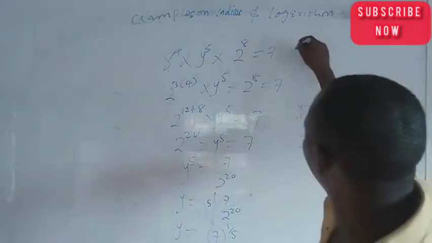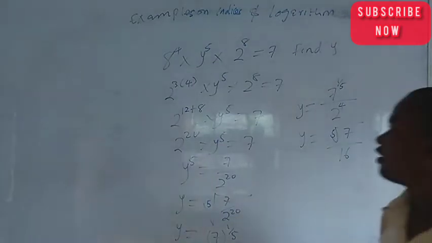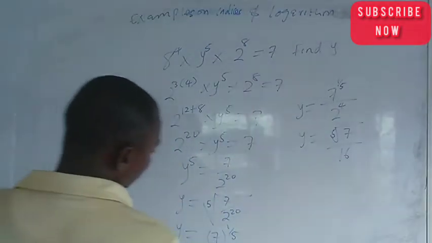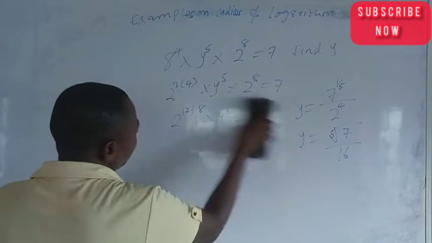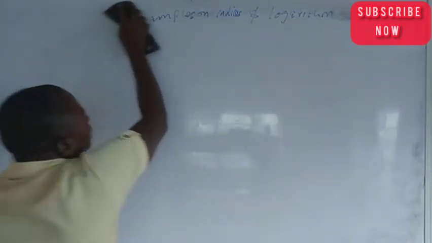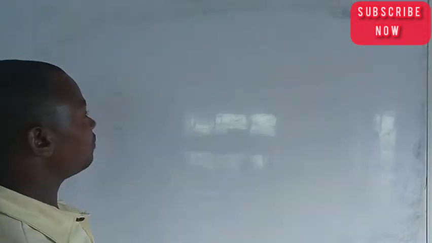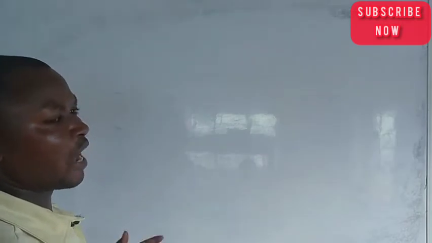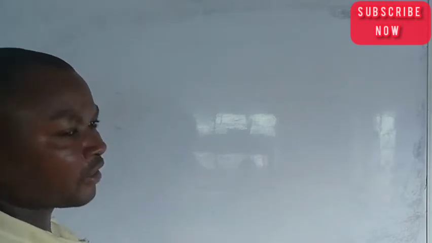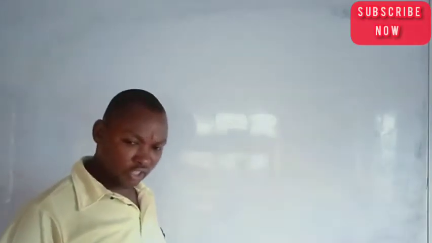So let us define y. Now, if you watch well, you see that all the questions I've been handling here have multiplication and an equality sign in between them. But if we have addition or subtraction in between indices, or something that has a base and power, then that is what we call an indicial equation.